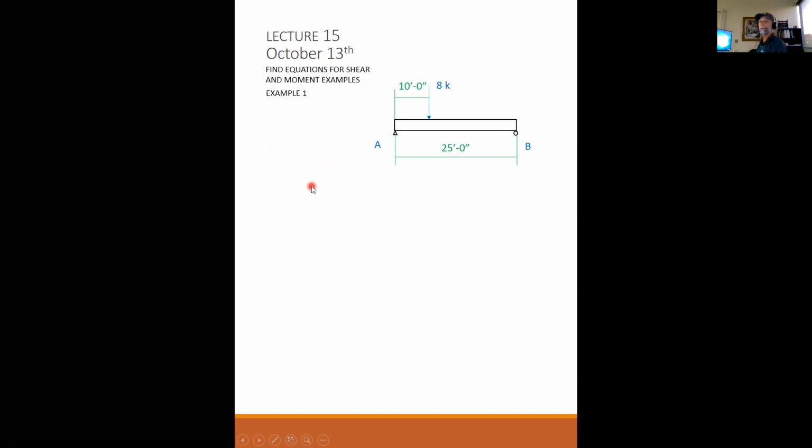Okay, so example number 1 is a simply supported beam with a singular point load, as you can see on the screen. So it's not symmetric, as you can see. I have an 8-kip load 10 feet from the end on a 25-foot span. And what we want is find the equations for the shear and moment and plot the results. Plot your shear and moment diagrams.